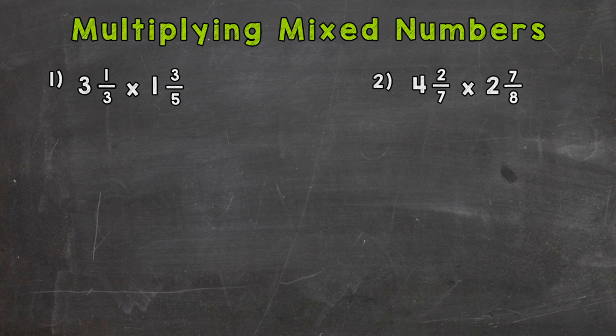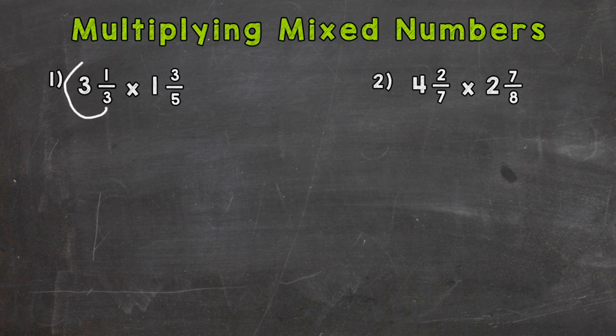And the first thing we need to do when we're multiplying mixed numbers, we need to change both of the mixed numbers to improper fractions. That way we have a numerator and a denominator and we can multiply straight across. So let's change both these mixed numbers to improper fractions.